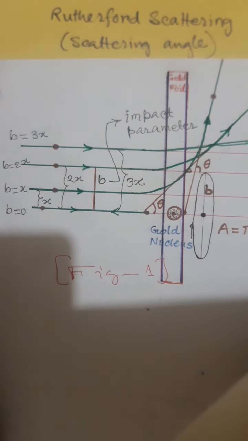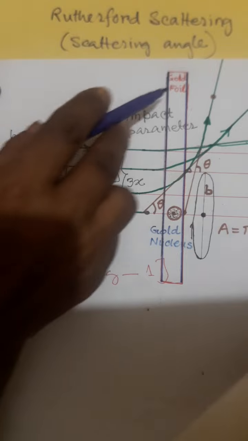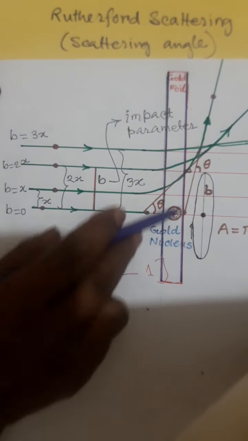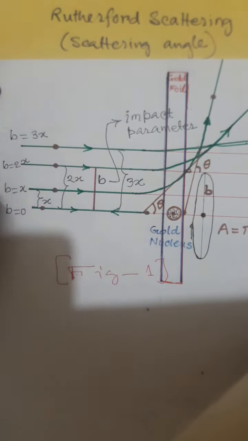Rutherford allowed a beam of alpha particles to fall on a gold foil. This is the gold foil. He observed that a greater part of the alpha particles pass the foil undeviated. A small part were scattered in different directions. Some were scattered at large angles.